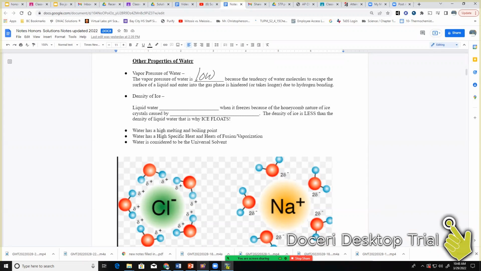So I can spill some water and I may come back days later and that water may still be there, especially if it's inside your house where it's pretty cool. On the other hand, if I spill gasoline, it's volatile, which means it has a high vapor pressure. So it's going to evaporate, especially if you have it outside. So the less volatile, which water is not volatile at all, volatile is how it evaporates or changes from a liquid to a gas, the lower the vapor pressure.